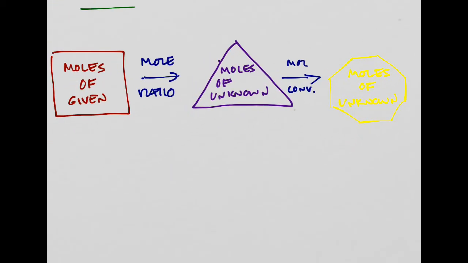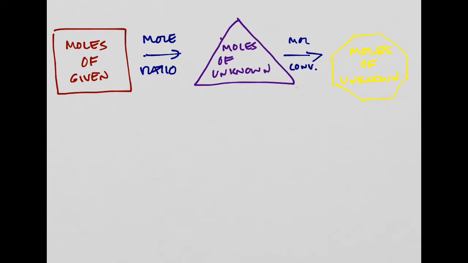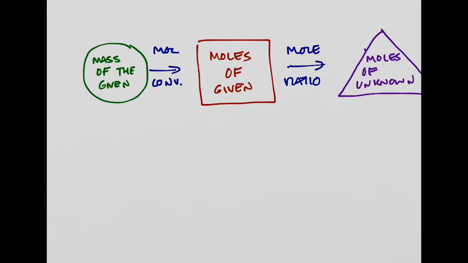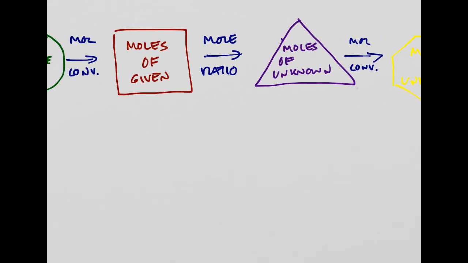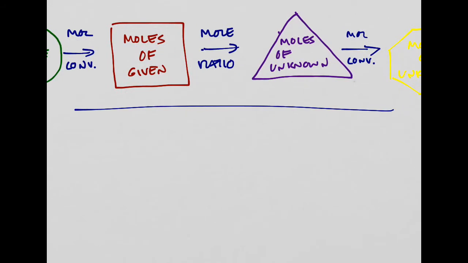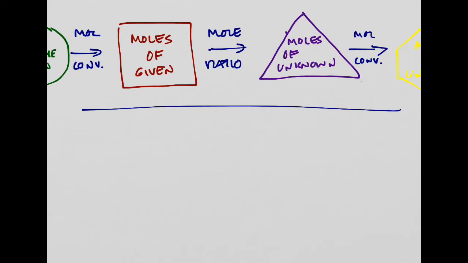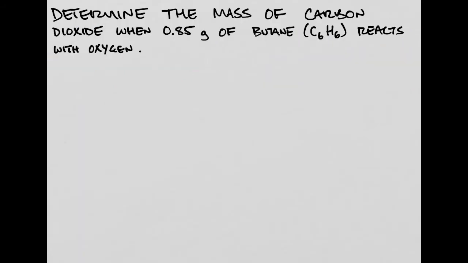And in this situation, once you do the mole conversion, you'll be at the stage where you have your answer, which is the mass of whatever your unknown is. Okay, so there you have your concept map of what it is that we're going for. It begins with the mass of the given and goes through the moles of the unknown. So let's take a look at a problem. Let me take a moment to write out the problem and then come right back on screen. Okay, so here's the problem.